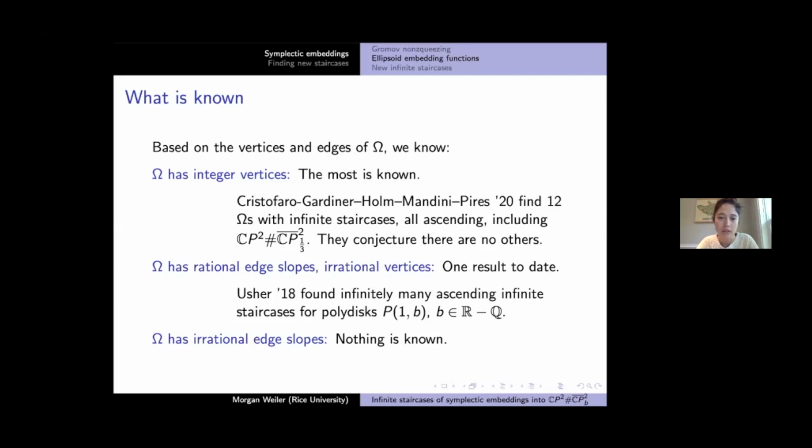There's one result about omega with rational edge slopes and irrational vertices. Usher found infinitely many, in fact a doubly infinitely indexed sequence, of ascending infinite staircases for polydisks P(1,b), where b is irrational. And this is the case that we're going to be interested in today. So we're going to think about other infinite staircases in other domains with rational edge slopes and irrational vertices. And when omega has irrational edge slopes, nothing is known right now, as far as I know.